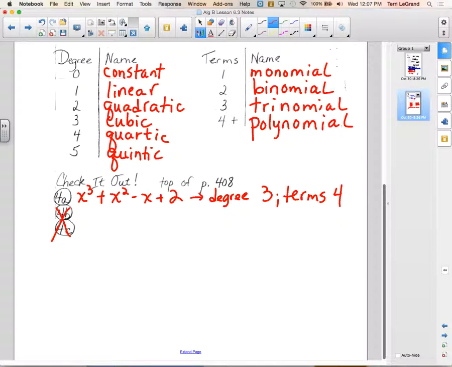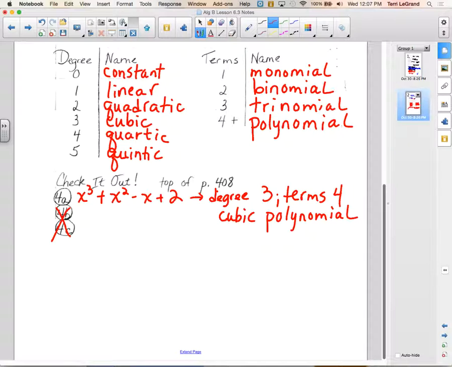It's a degree 3 cubic. It's got 4 terms. It doesn't have a special name for 4 terms, so this is a cubic polynomial. So that's what you have to do. Write down the polynomial. If it's not in standard form, put it in standard form. Then write down what its degree is. Then write down what its number of terms are, and then give it its name.